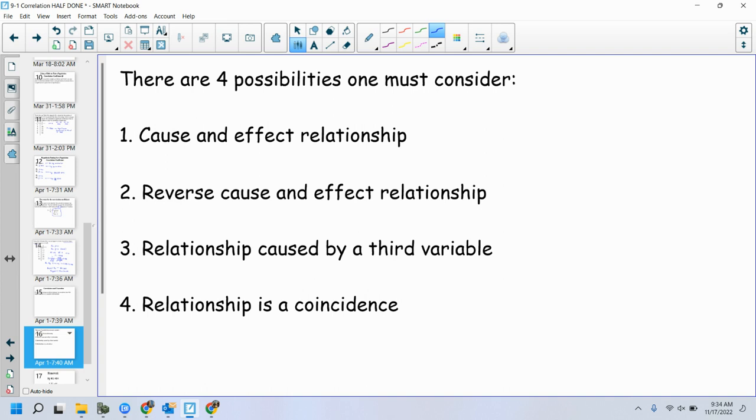Is there a cause and effect relationship? Is there a reverse cause and effect relationship? Is there a relationship caused by a third variable, or is the relationship a coincidence? Because for you to be able to say something is a causation relationship, look at the cause and effect. Does one thing force something else to happen?